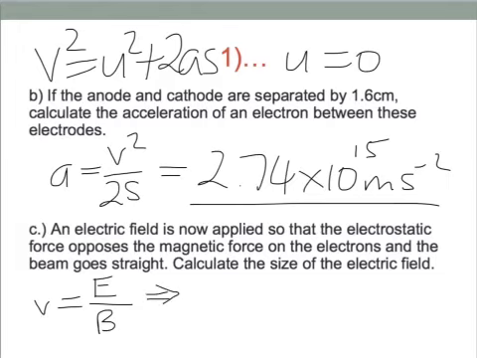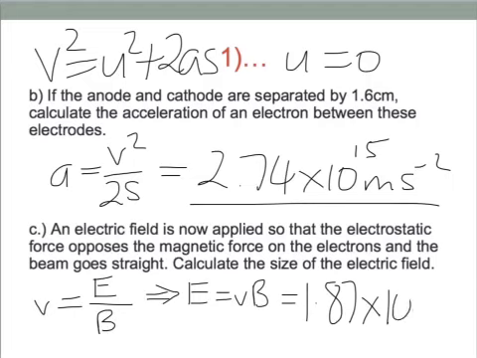Now we need to find electric field, so it's simply V times B, and substituting those numbers in gives us 1.87 times 10 to the 5 newtons per coulomb.